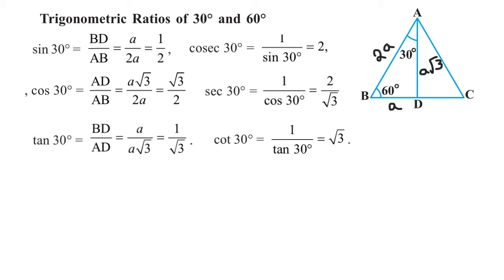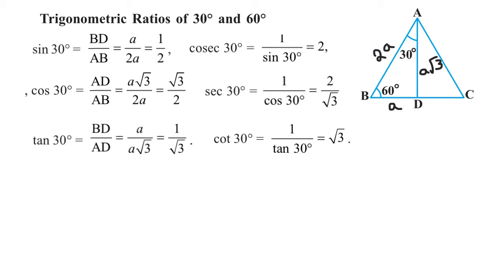From the same triangle, can you figure out what the trigonometric ratios of sine 60 degrees will be? Now look, the sides will change. What is the opposite of sine 60? The opposite side is going to be AD over AB. Can you figure that out? You can pause the video and figure out all the trigonometric ratios for sine, cosine, tan 60 degrees. Can you do that? Great going. Give it a try.